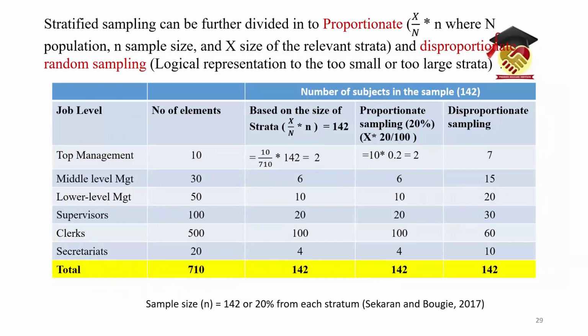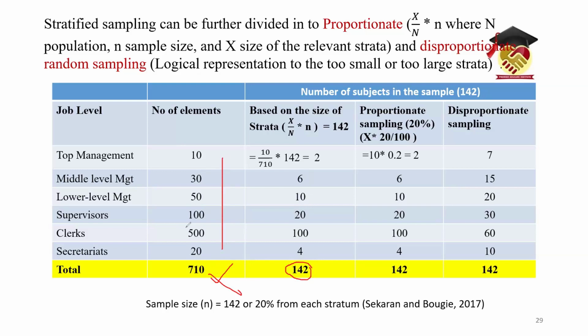So now you need 142. Your sample size is 142. That is given to you. Anyway, you have calculated that you want 142. So how do you select this one? Now you know all these things. This is your sampling frame, sorry, population. You know the breakdown and you know your sample size. But you don't know these things.